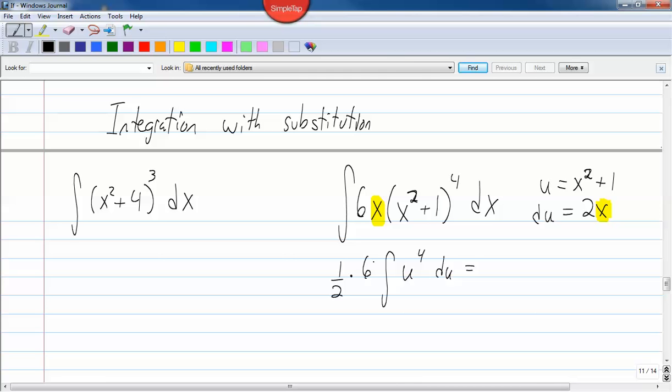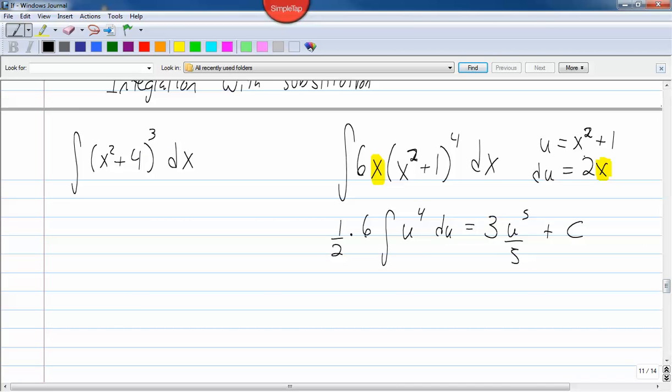Alright, so that's going to be 3 times the integral of u to the 4th with respect to u. So that's u to the 5th over 5 plus c. Now the only thing we have to do is plug the u back in. So this is 3/5 times x squared plus 1 to the 5th plus c.